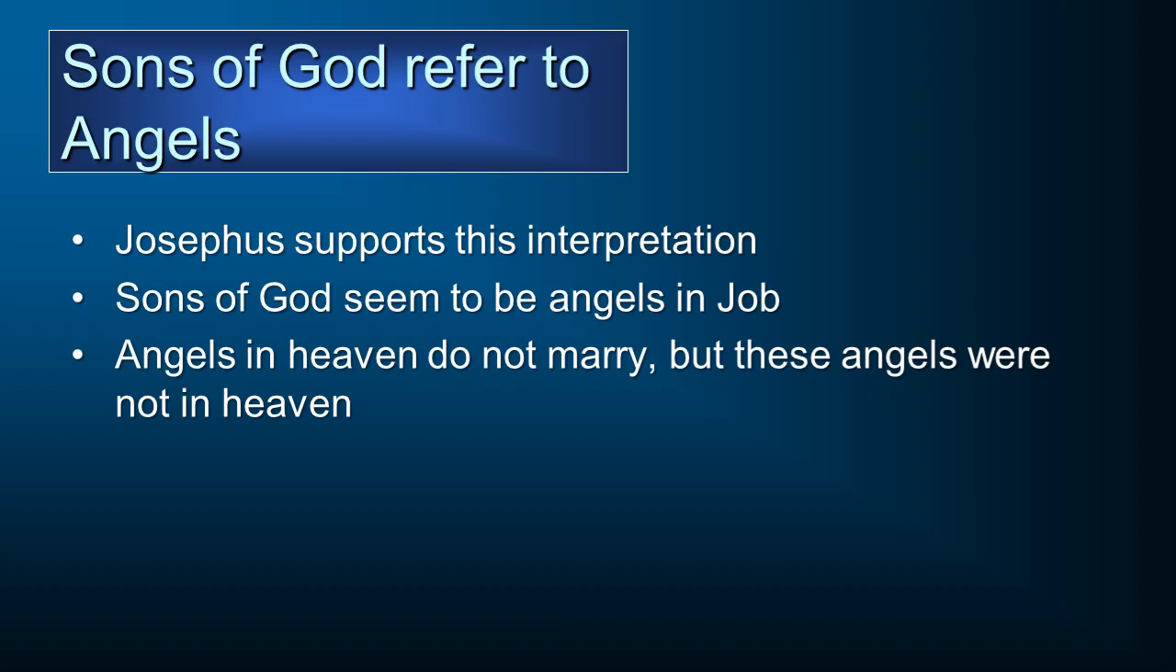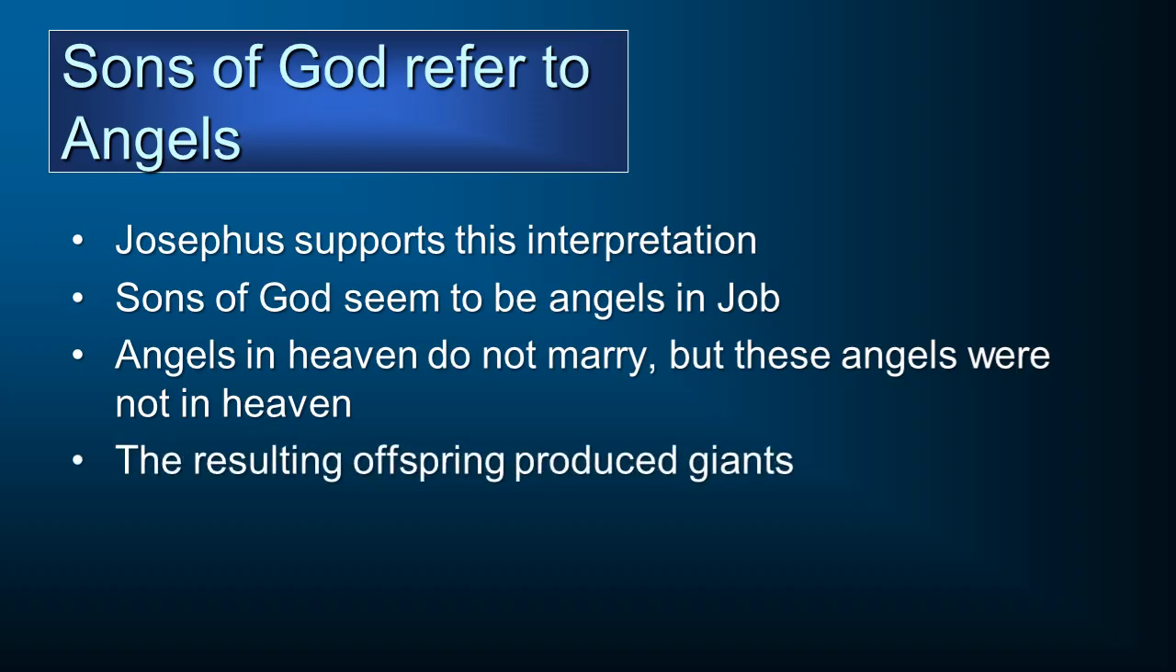Now, it can be argued, wait a minute, angels in heaven don't marry or are given in marriage. Jesus said that. However, the counter argument is that these angels were not in heaven. They were not being obedient. They were not doing what they were called to do. They were doing something different. They were in rebellion against God. So as they're taking wives, that's not a good thing. That's a bad thing in this interpretation.